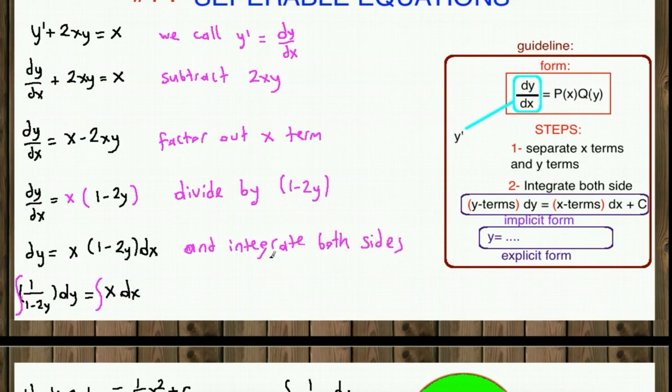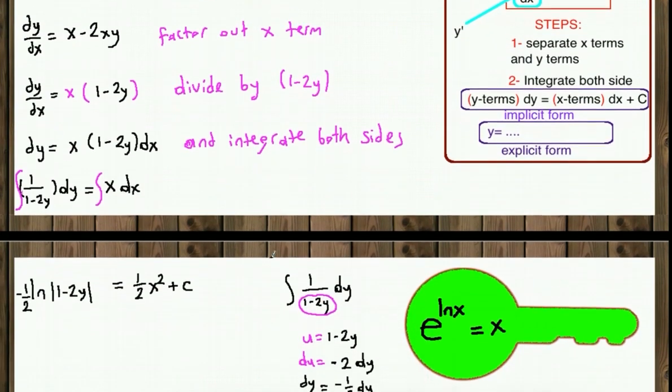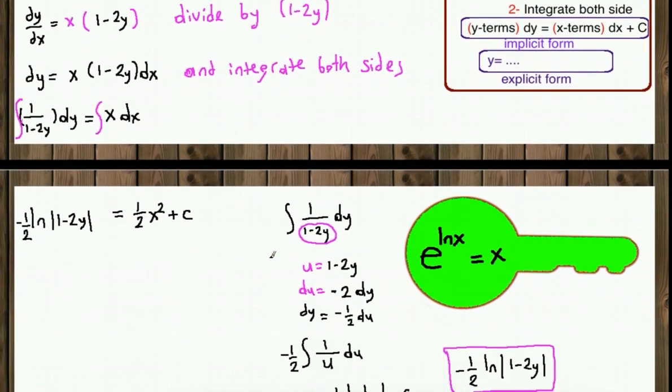Now let's continue. So this is our implicit form. Now let's go ahead and find the explicit form. To be able to find the explicit form, we need to solve for y completely. So we need to isolate y.